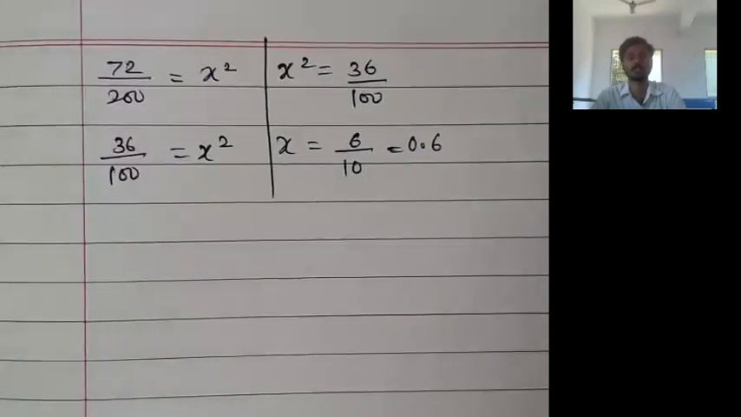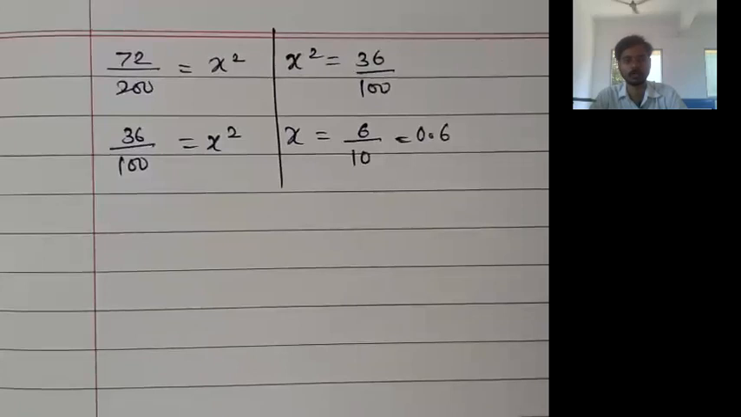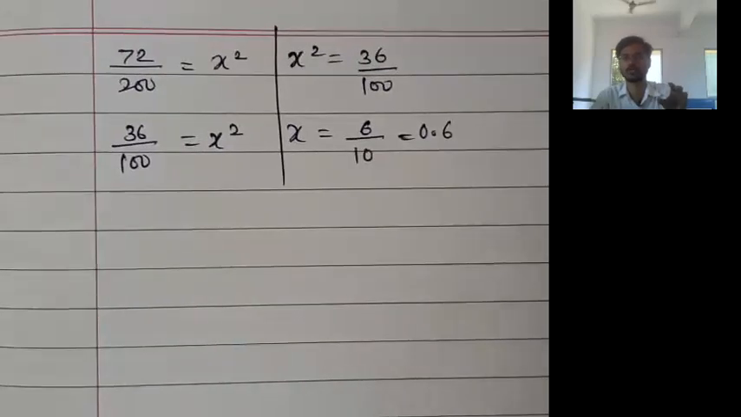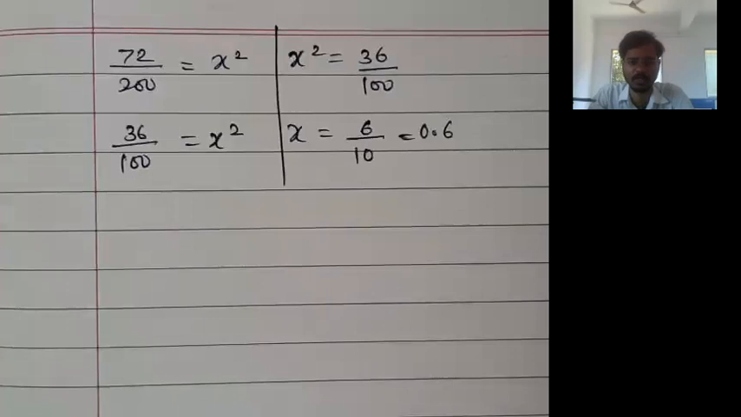Okay, reply me in the chat box. Is this method clear to all of you? Conservation of energy: collision of cylinder with the spring, collision of ring with the spring, collision of mass with the spring, same logic. Conservation of energy. Is this clear to all of you? Reply me in the chat box.